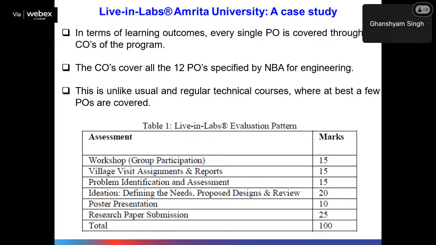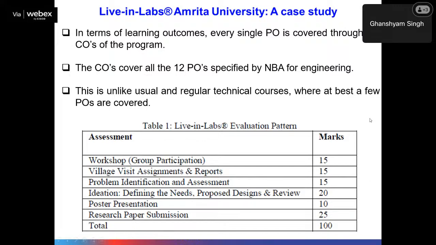Means all program objectives. If you go through the NBA standard POs, NBA defines somewhere around 12 POs, which are specified by the NBA, especially for engineering. So according to this particular course, all the COs are met with all the POs, meaning all the POs are covered. This is unlike the usual, regular technical courses where at best a few POs are covered, but this particular course covered all the POs.